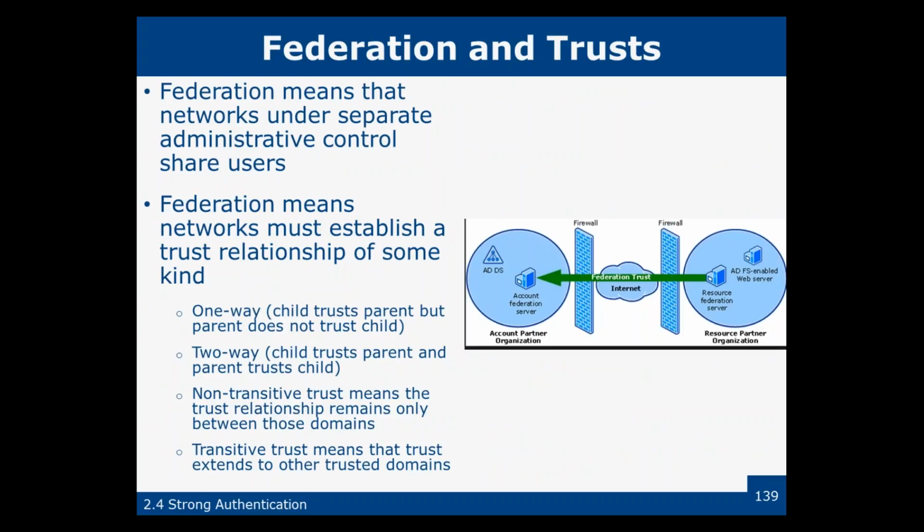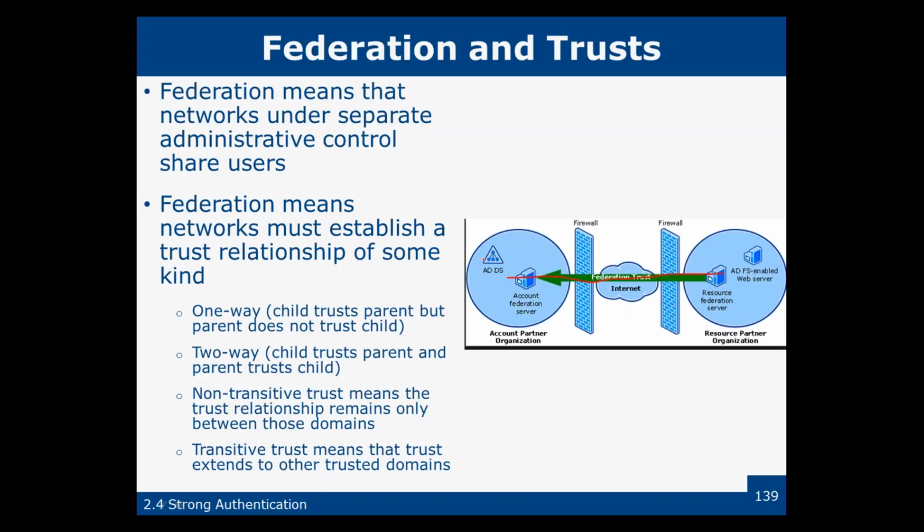Federation and trust. Federation means that the networks under separate administrative control share users. If you have two companies, what that means is company A can get on company B's network. As in here, the federated services, we have a company over here, resource partner organization, account partner organization. So one can have access to the resources on the other network. That simplifies having to set up, if you're going to share this information, a whole set of different users and passwords. So you accept the logins from the other network.